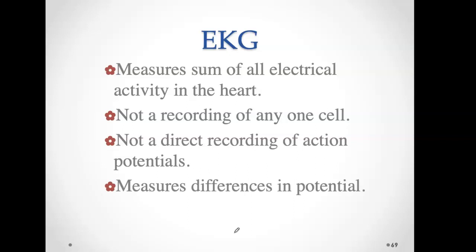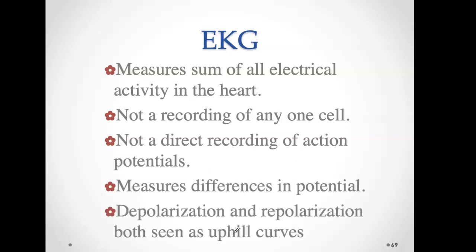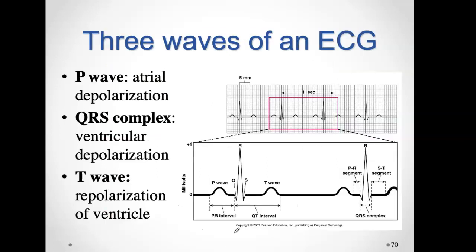So from place A to place B, it's going to be depolarizing in one and not in the other, or repolarizing in one and not in the other, and it's going to show these different curves. Okay? It's not any one single cell that's getting recorded. Depolarization and repolarization are both seen as a curve that rises, an uphill curve. So up to now, what goes up was a depolarization, what comes down is repolarization. You have to shift that thinking when you look at an ECG. It's not going to look that way. How is it going to look?